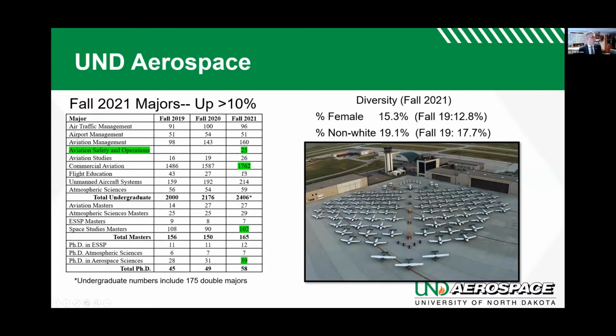Otherwise, the rest of the degrees are relatively stable. I do have 2 on here, the Airport and Aviation Management, which we track the numbers because the students are more under our college, but those degrees actually come from the Nistler College of Business. So there's a great partnership with those programs. We did see a growth in our space studies, both on the master's side as well as the PhD this year, due to what I'm going to talk about on the next slide.